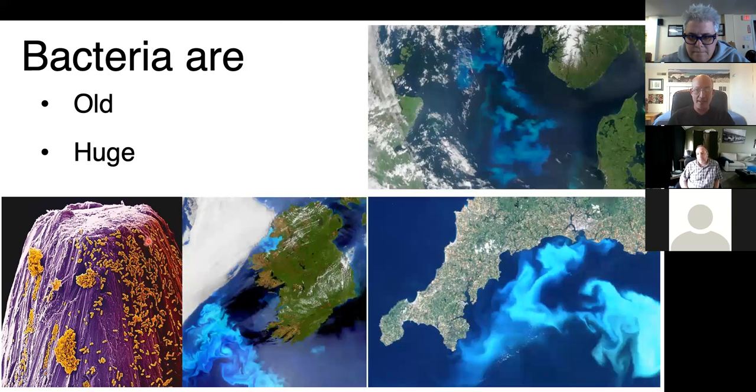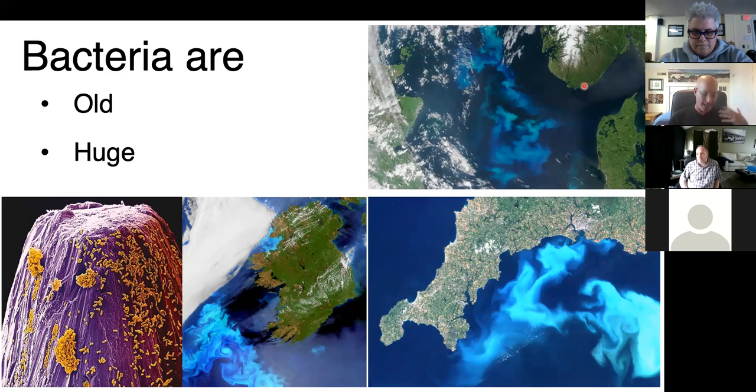Here are satellite images of microbial communities in the ocean, these algal blooms. Here you see the size of Ireland, the tip of Italy, and here you have Norway, Denmark, and Scotland, and you can see these algal blooms, the size of countries, visible from outer space. The only other creature that is visible from outer space are trees.